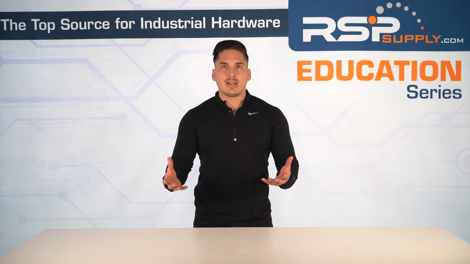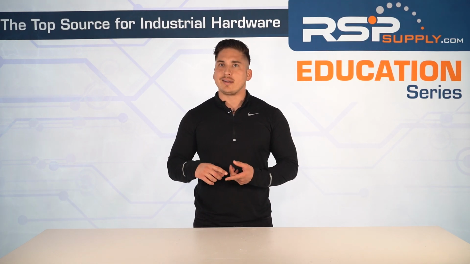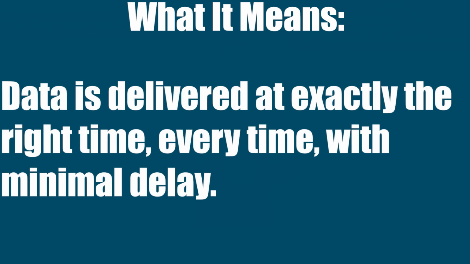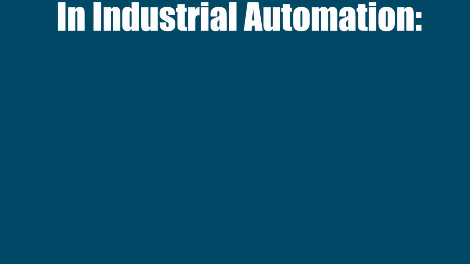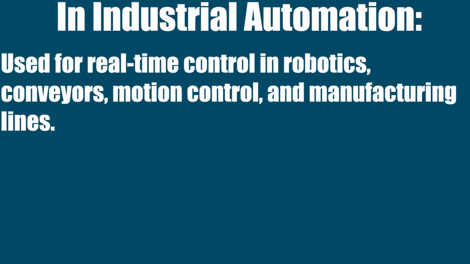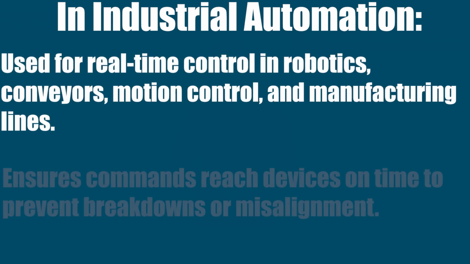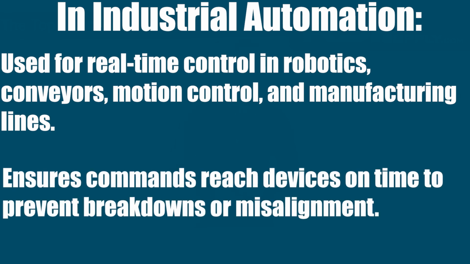So, deterministic communication, it's predictable, it's timed. What does it mean? Data is delivered at exactly the right time, every time with minimal delay. In industrial automation, it's used for real-time control in robotics, conveyors, motion control, and manufacturing lines. It makes sure that commands reach devices on time to prevent breakdowns or misalignment.